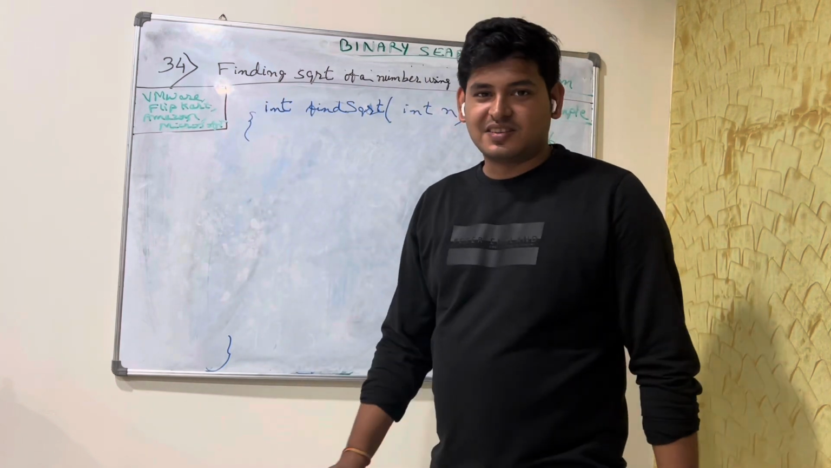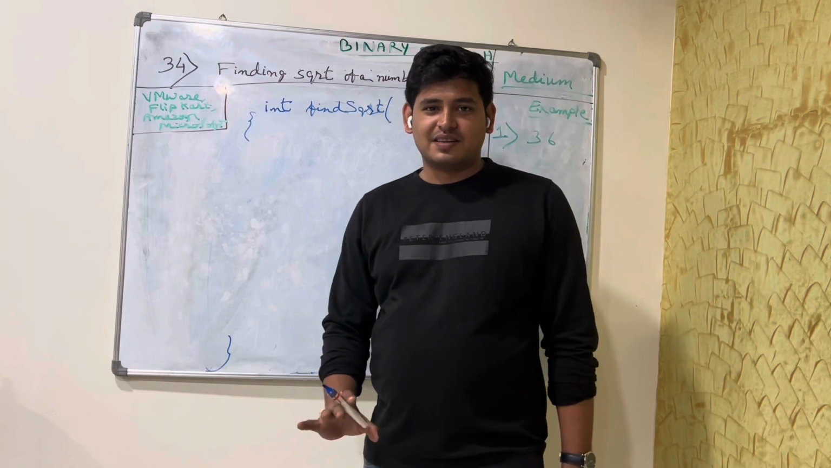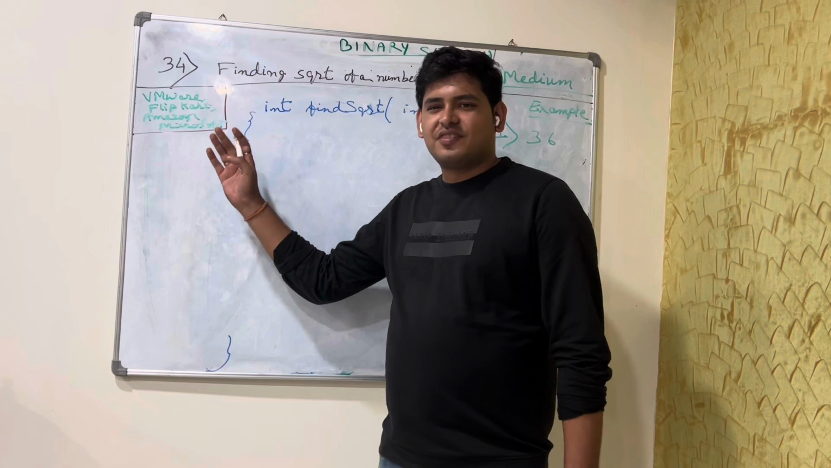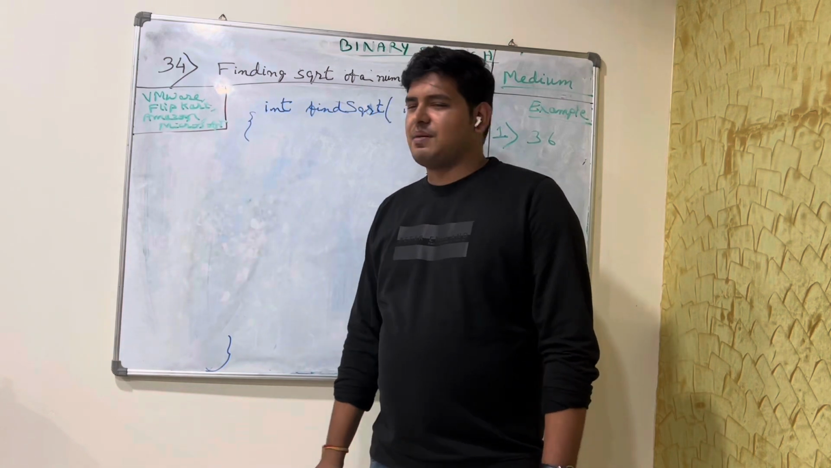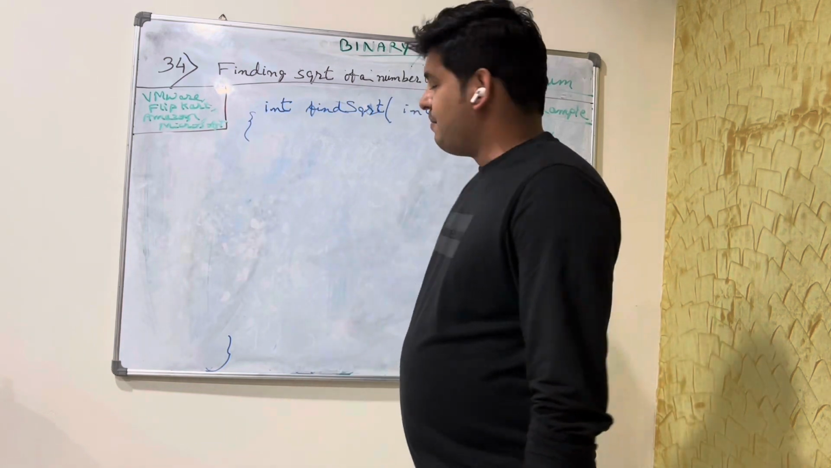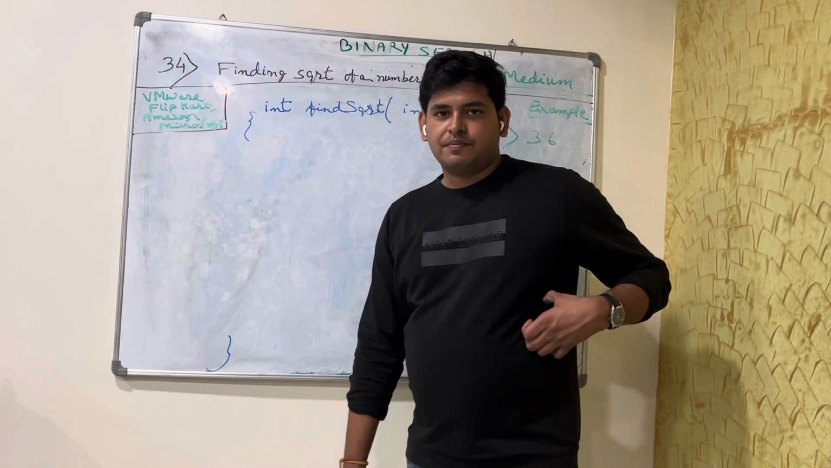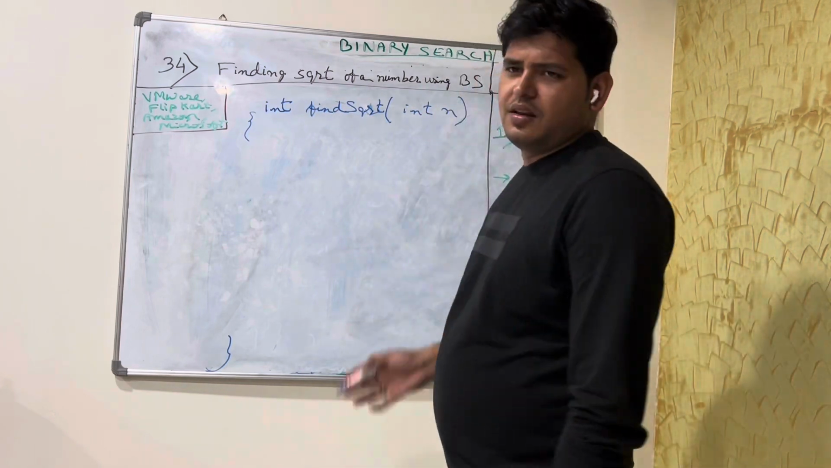Today we are going to solve the 34th question of the problem solving series, which is based on binary search. So this is the fourth question of binary search. The difficulty level for this question is easy to medium, and this question has been asked in VMware, Flipkart, Amazon, Microsoft, and multiple big MNCs. So we need to find the square root of a number using binary search.